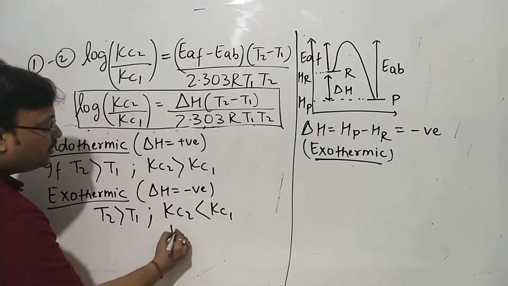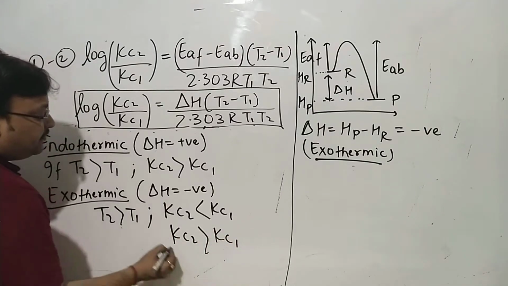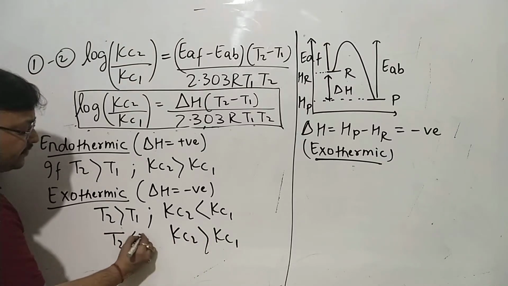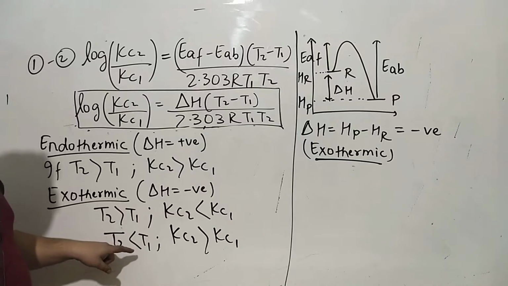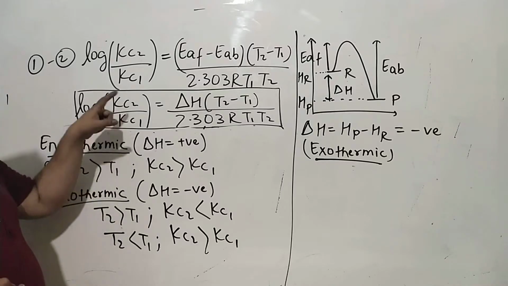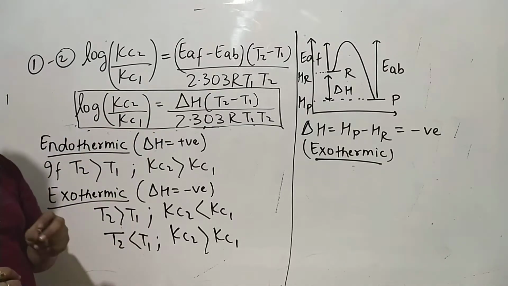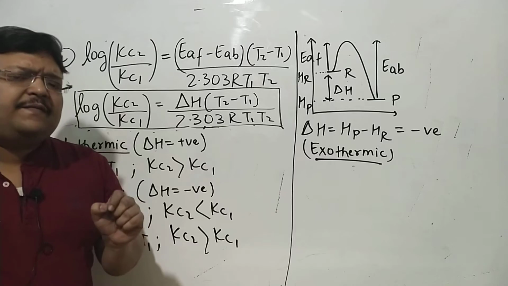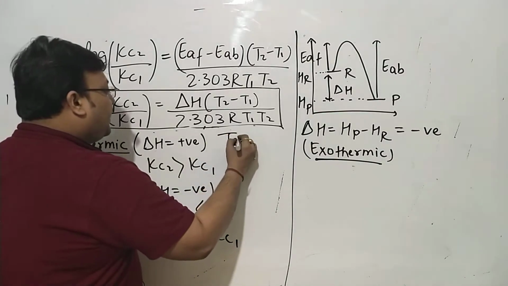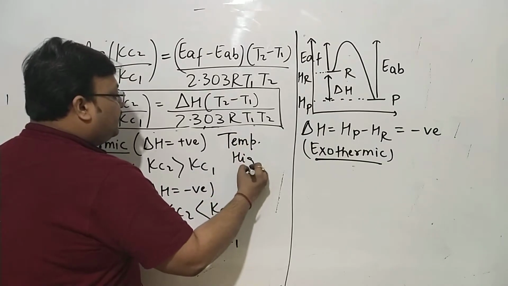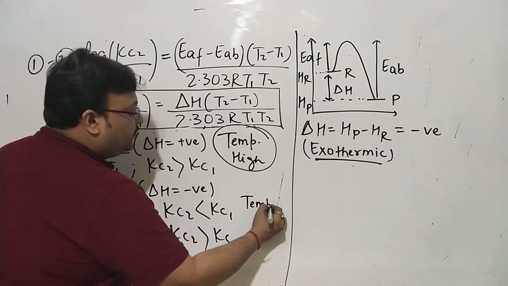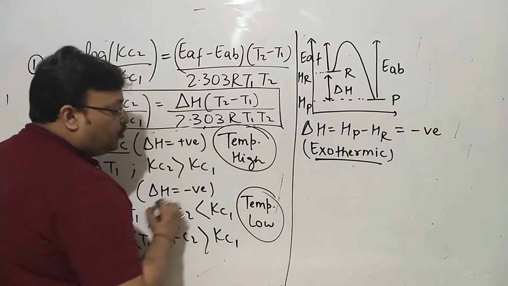And this time, in exothermic, if you want Kc2 to be more than Kc1, you will want T2 to be less than T1 so that this negative and this negative eventually becomes positive. In a nutshell, what you cannot afford to forget is endothermic temperature should be high for more yield, and exothermic temperature should be low for more yield.